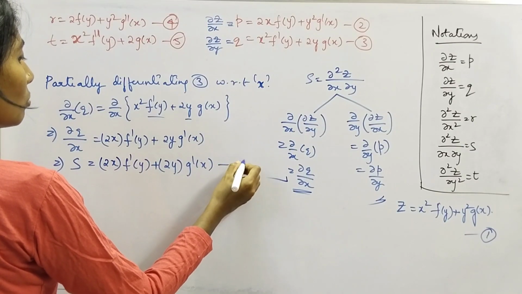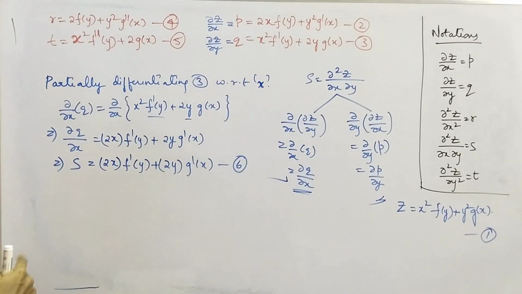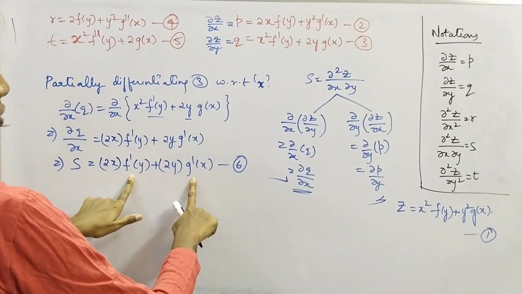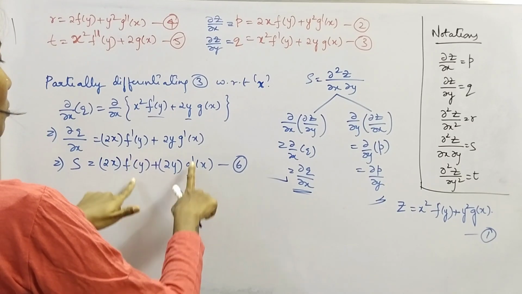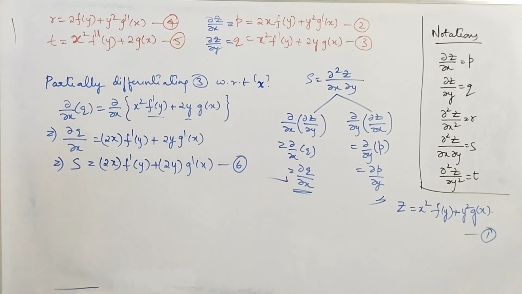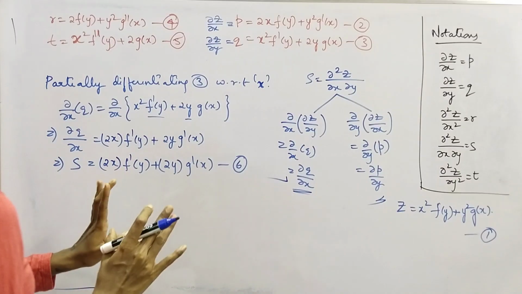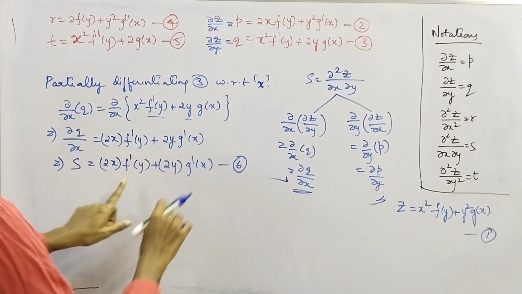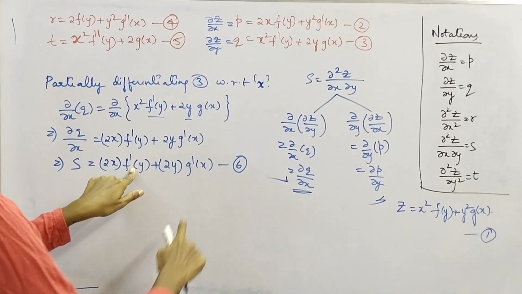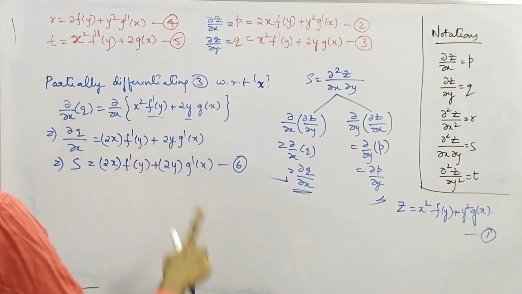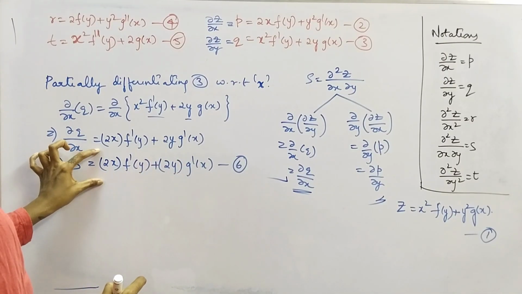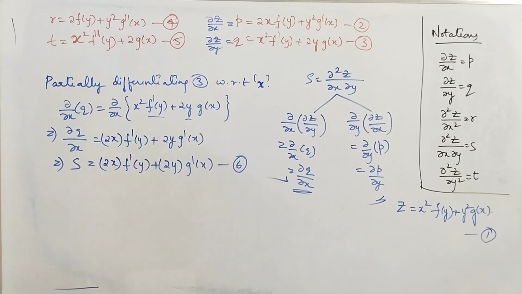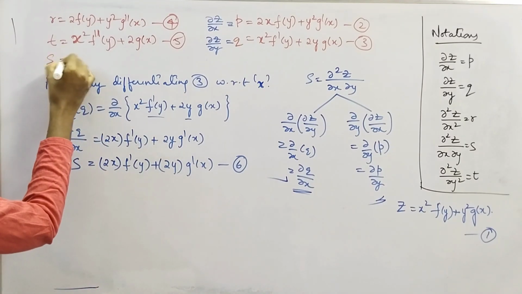Consider this as equation number 6. See, it involves f' and g'. Both are similar, prime, prime. I'm not telling that f' is similar, I'm telling the pattern. Here you have the pattern f', here also you have the pattern g', right? So now you got something same. Fine. Now, with the help of all these equations, we'll find the required partial differential equation.